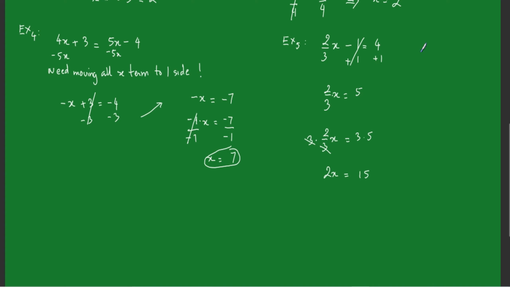Then I can get rid of the number 2. So what you have left is just x equal to 15 over 2, and this is your final answer. That is how you deal with a fraction.